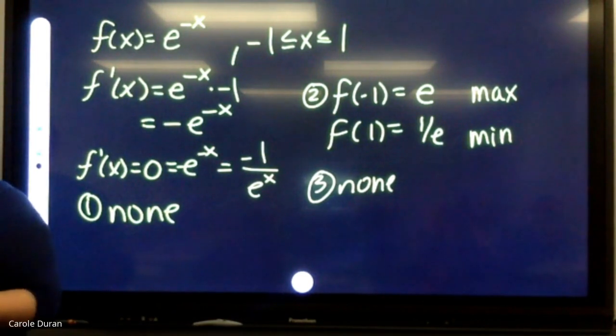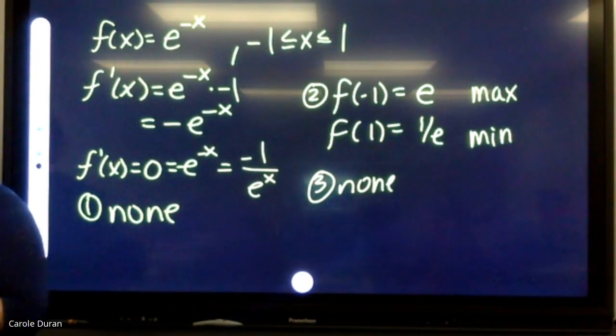Okay, your homework is on Canvas. It's only 8 questions. The first half are relative extrema, which means there are no endpoints to test. The second half are absolute, which means there could potentially be endpoints to test.